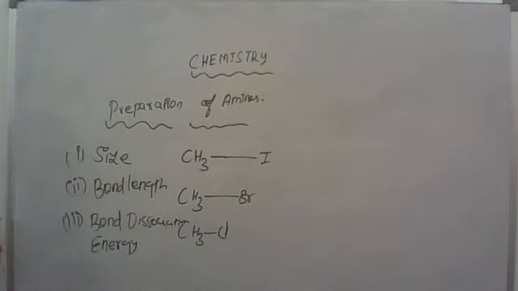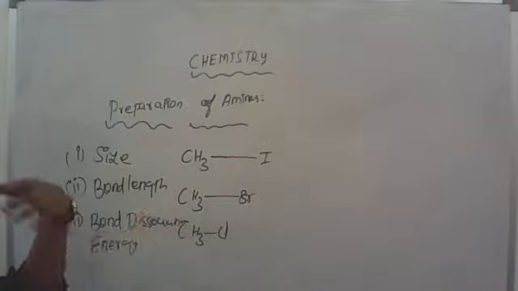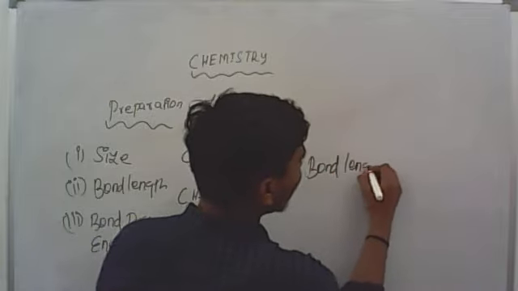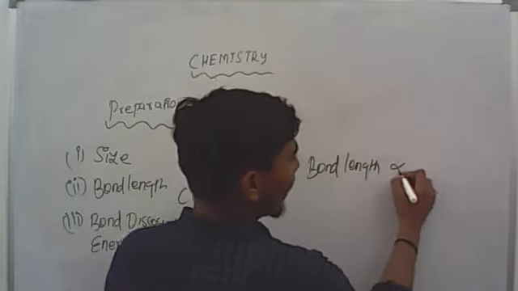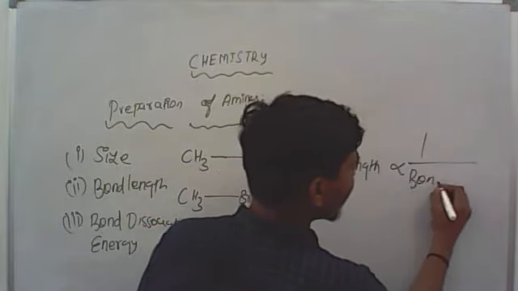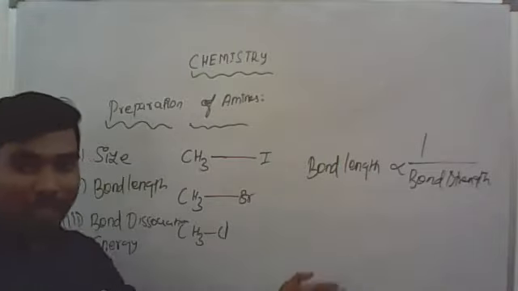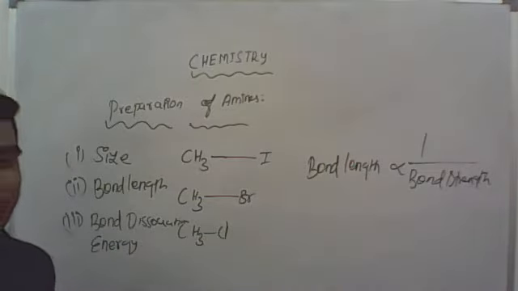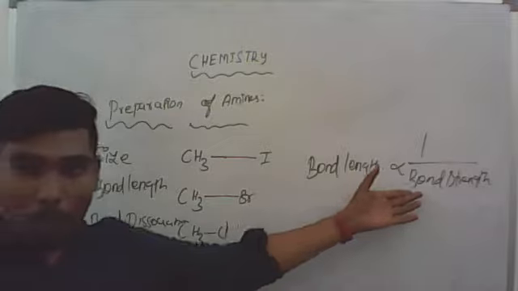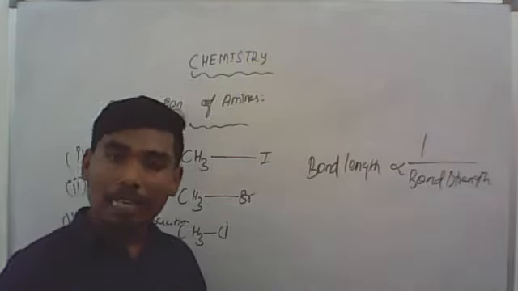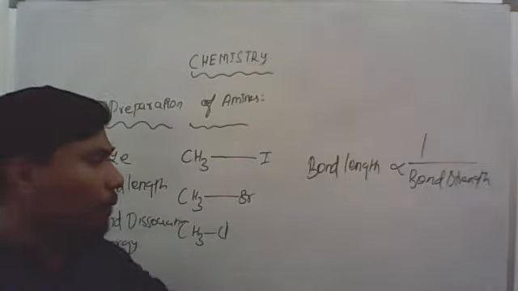Okay, bond dissociation energy. Note one important point here: bond length and bond strength are inversely proportional. If bond length increases, the bond strength will decrease. If bond length decreases, the bond strength will increase. Why? Because both are inversely proportional.